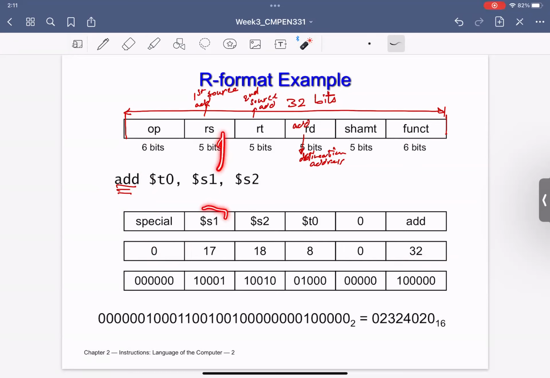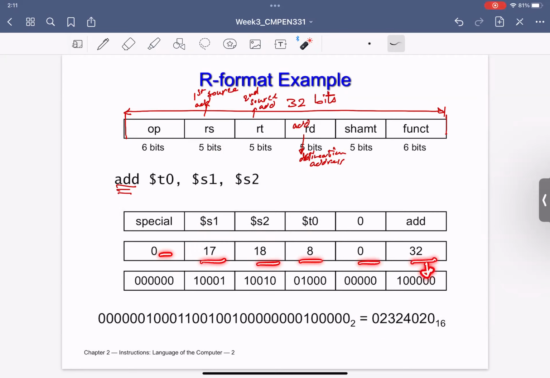Then the first source is S1. If you go to that table, you find S1 is 17, so register number 17. So you will write here 17. Go to register S2. You will see in the table that this is register number 18. Go to register T0. You will see in the table that this is register number 8. So you write all of these numbers: 0, 17, 18, 8, 0, 32.